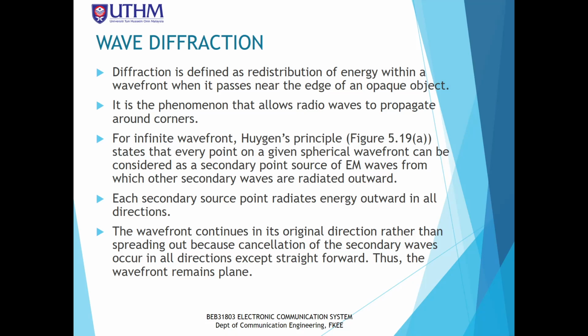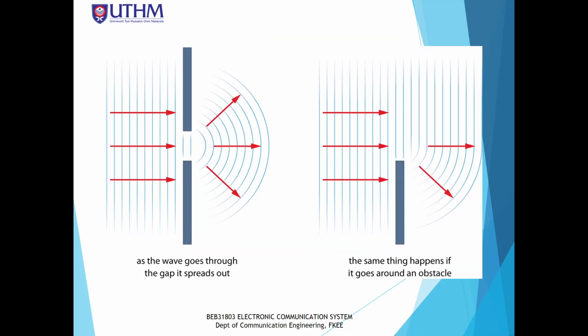Kemudian diffraction, ni yang ketiga, iaitu serakan, diffract. So diffract apabila gelombang itu melanggar bucu objek ataupun opaque objek, so gelombang itu akan terserak pada luas kawasan yang lebih besar. Contoh di sini adalah seperti yang ini. Okay, apabila gelombang itu melalui gap, dia melanggar gap di sini.